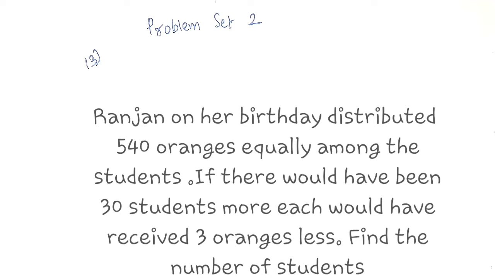Okay, it can be 1.7 or 1.6. The answer will be in decimal. But you can understand what is the sort of question they have asked. Okay, there are 540 oranges. So if there would have been 30 students more, each would have received 3 oranges less. Find the number of students.